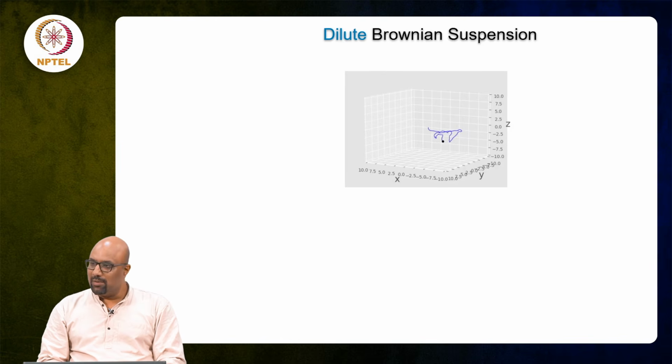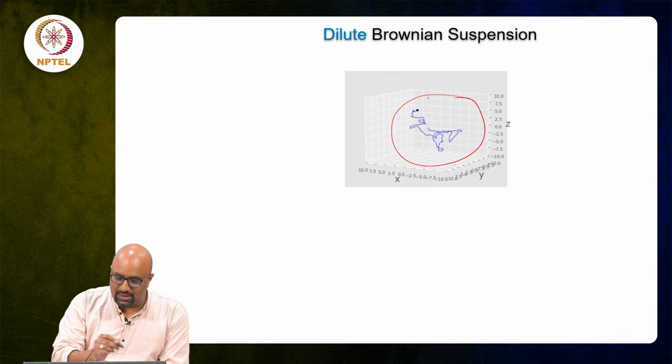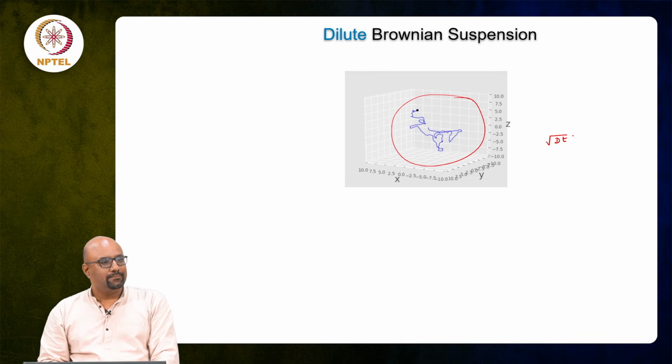This is a particle that is moving under the action of that white noise, and what you observe is this kind of irregular behavior. If you observe this for a long time, you are going to observe that the distance that it spreads out behaves as square root of dt, right. This is how it is going to move around. This is the case for a dilute Brownian suspension.